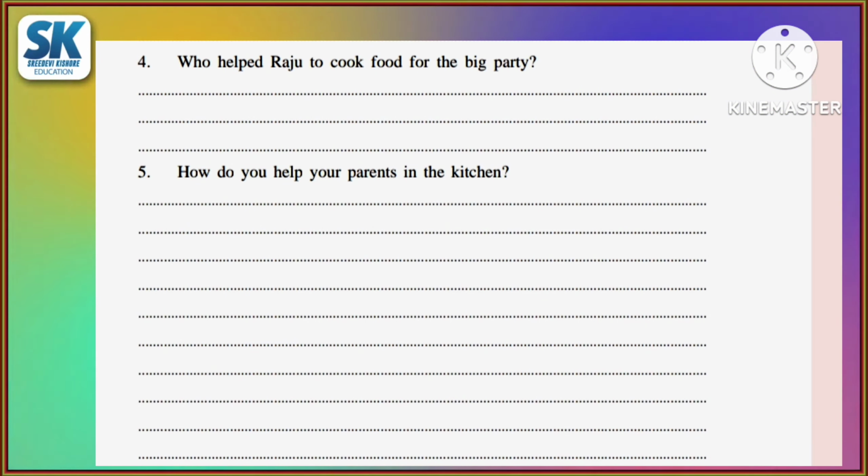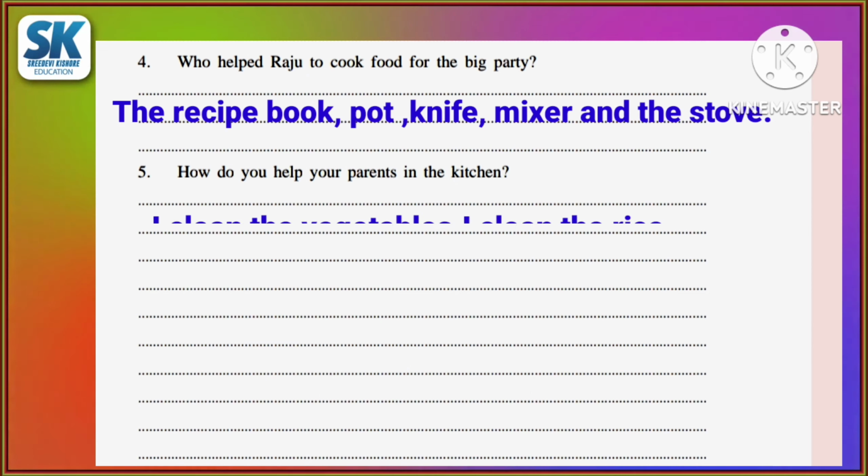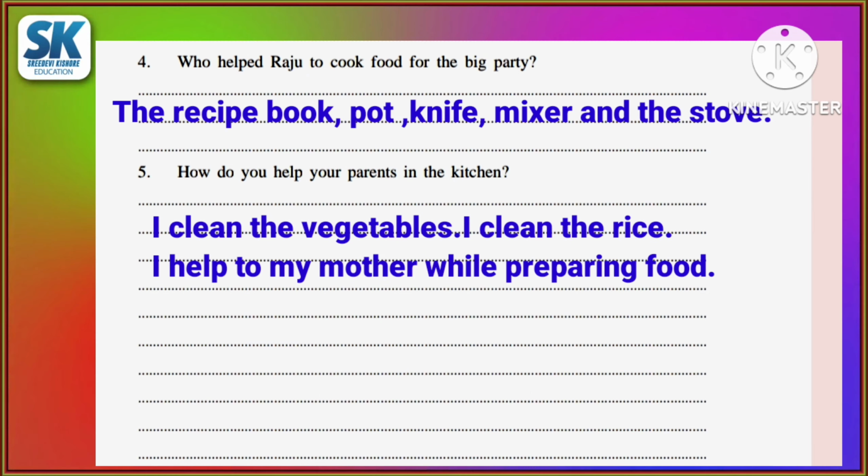Fourth one, who helped Raju to cook food for the big party? The recipe book, pot, knife, mixer and the stove. Fifth one, how do you help your parents in the kitchen? I clean the vegetables, I clean the rice, I help my mother while preparing food.